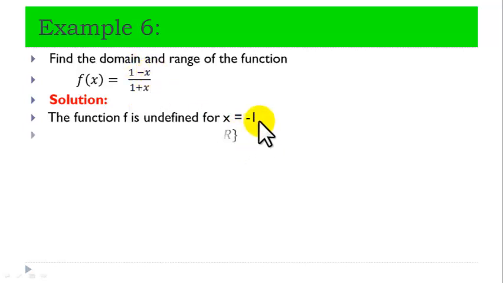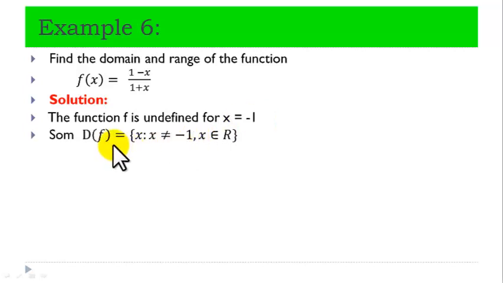So therefore, the domain of our function f is equal to the set of all x such that x is not equal to minus 1 and x is an element of R. That's the set of all real numbers except minus 1.